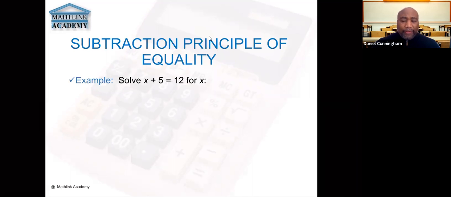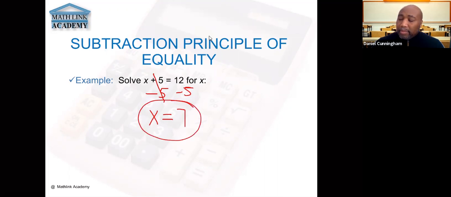How do we get rid of the 5? In this case, we subtract 5 on both sides. And again, it has to be on both sides to keep it equal, keep it balanced. This will cancel, and we're left with x by itself. The equal sign comes down, 12 minus 5. We do that, and in our case, we end up with 7. That'll be our answer.